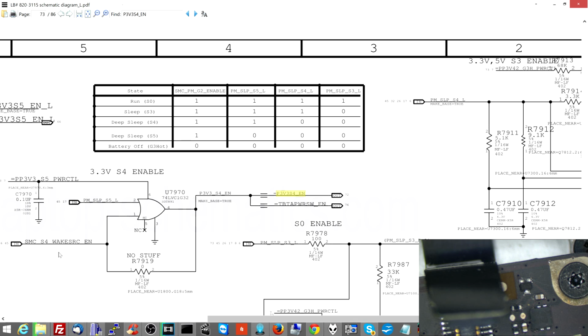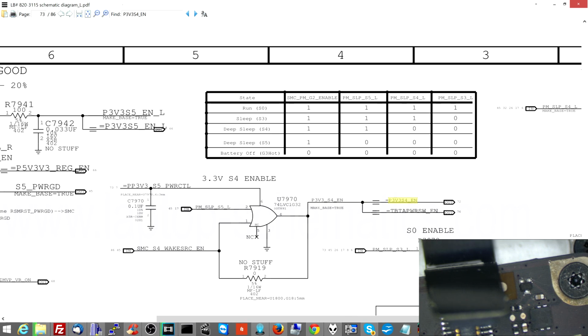Seriously now? Okay. So this is coming from here, which is dependent on SMC, S4, Wake, SRC enable, and PM sleep S5L. Only this dude could send in a board where your no keyboard trackpad problem could probably be a PCH or SMC issue. I'm serious.